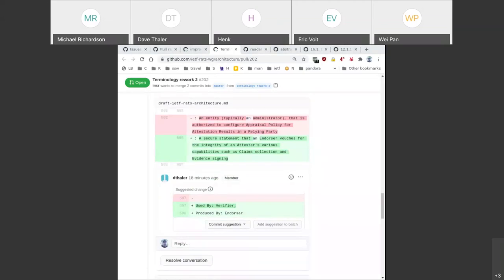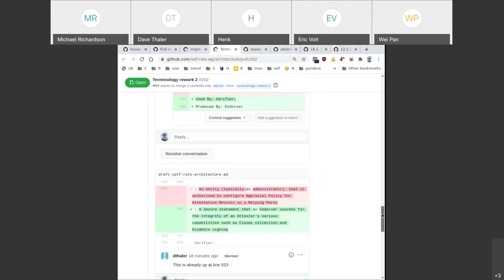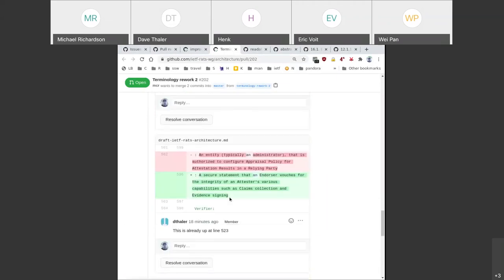So we have "used by verifier." This one was missing the "used by" and "produced by" that all the other ones had. This is an endorsement, so I said endorsements are used by the verifier and produced by the endorser, which is consistent with the definitions of a verifier and endorser. Okay, so I'm making that change in my copy. And this is already at line 523. That's the duplication where verifier is duplicated in the unsorted section and in the sorted section. So basically I can delete the unsorted part? Correct. I just had that text left over.